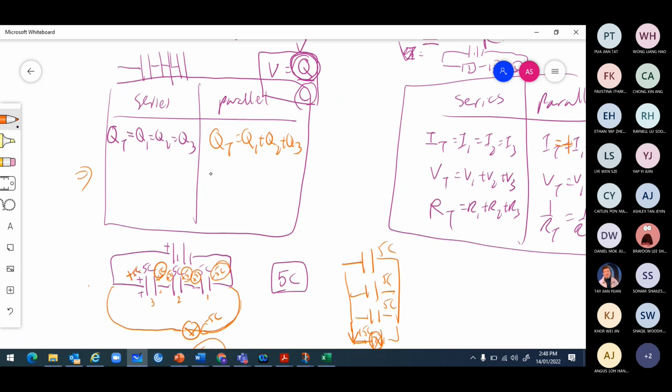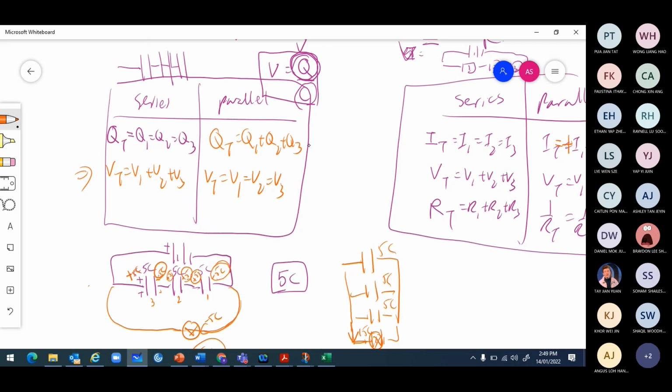Voltage works the same way as resistance. If it's in series, the voltage is split: V1 plus V2 plus V3 is the V total. In parallel, the V total is V1 equals V2 equals V3.